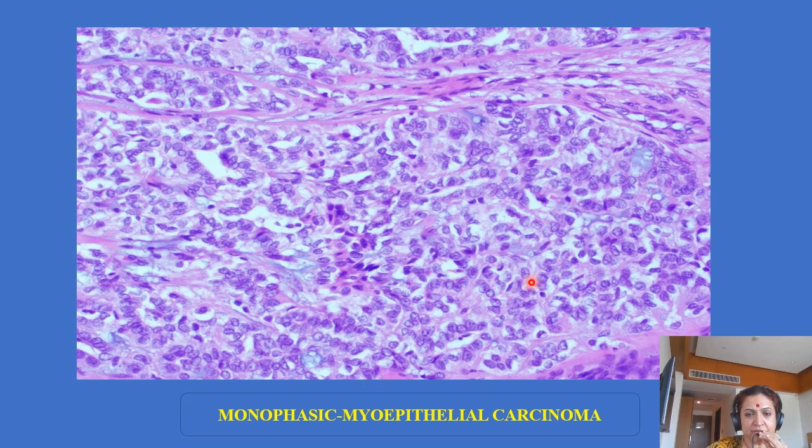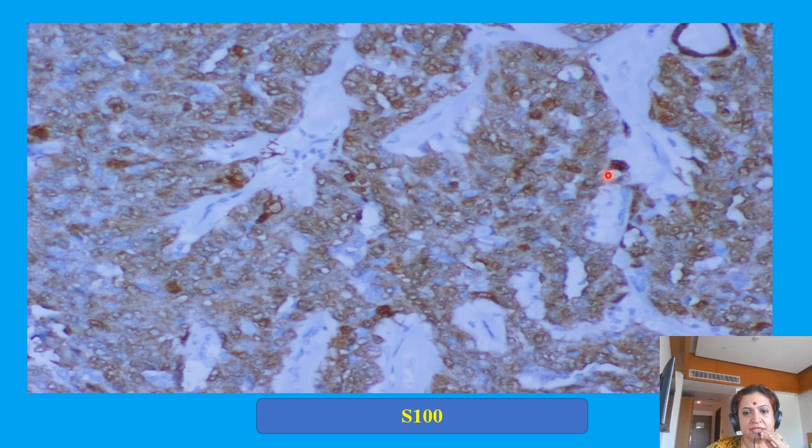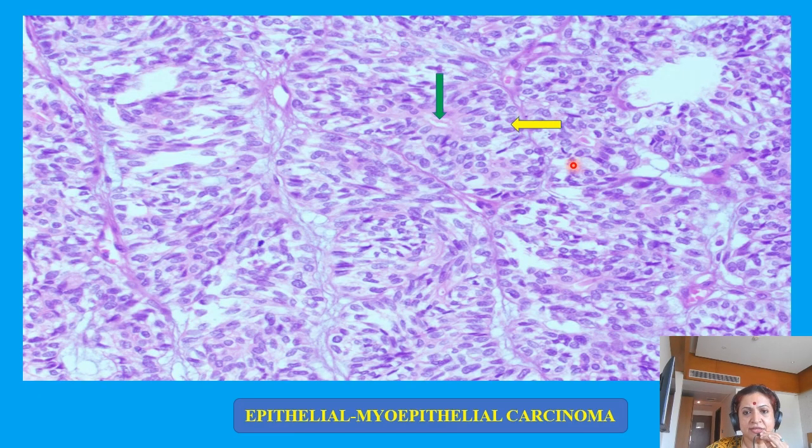So this is an example of a monophasic myoepithelial carcinoma. Of course, you have to have immunostains to substantiate that it is a single cell population. And here we have put the S100 marker, which is showing this positivity. And this is epithelial. And as I mentioned, it is not a single marker. Usually you have to put a panel of myoepithelial markers.